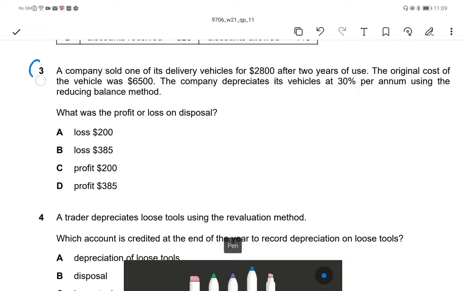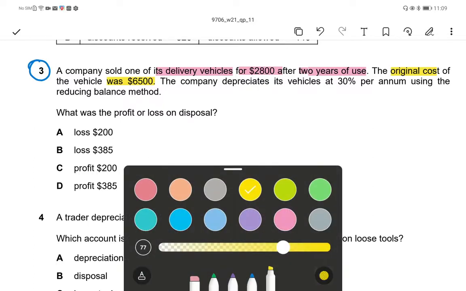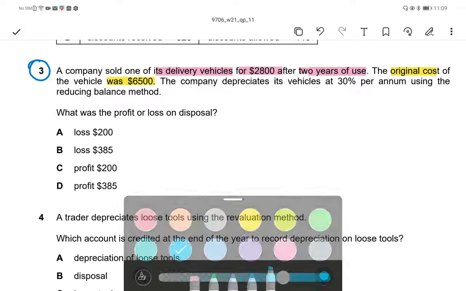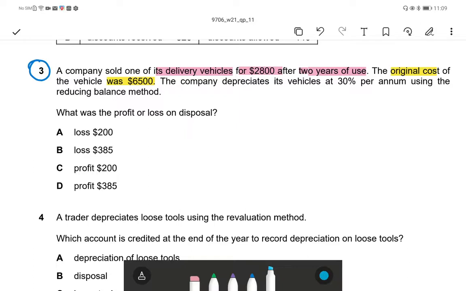Question number 3. A company sold one of its delivery vehicles for $2,800 after 2 years of use. The original cost given is 6,500. They have given the selling price and how many years it was used, 2 years. Next, depreciation is 30% per annum using the reducing balance method. What is the question? What was the profit or loss on disposal?